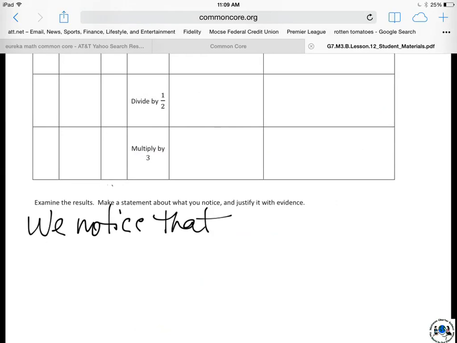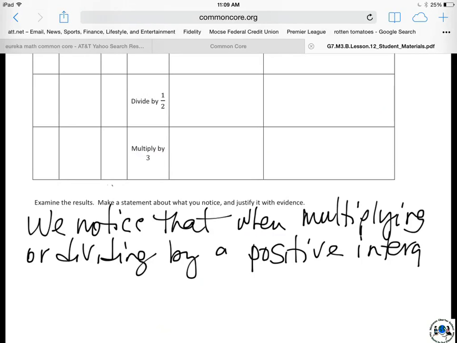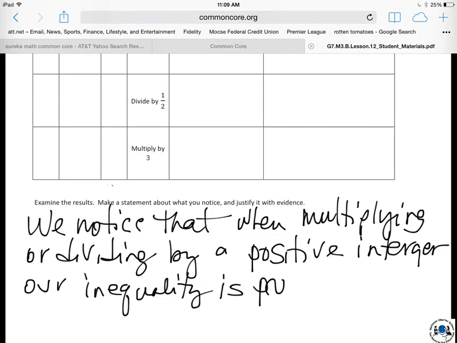So if we're going to make a statement about what we notice here, we notice, just generally, that when multiplying or dividing by a positive integer, our inequality is preserved. And then again, just to serve as evidence, we could use the evidence from one of the problems from above.